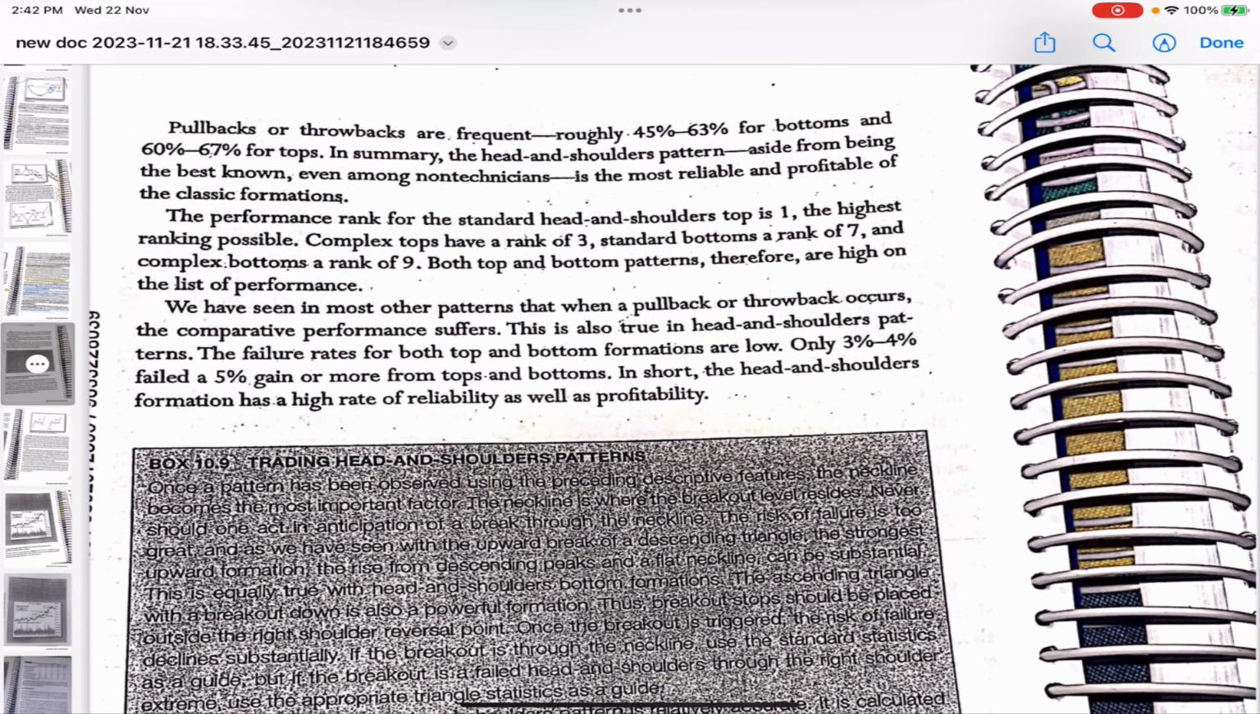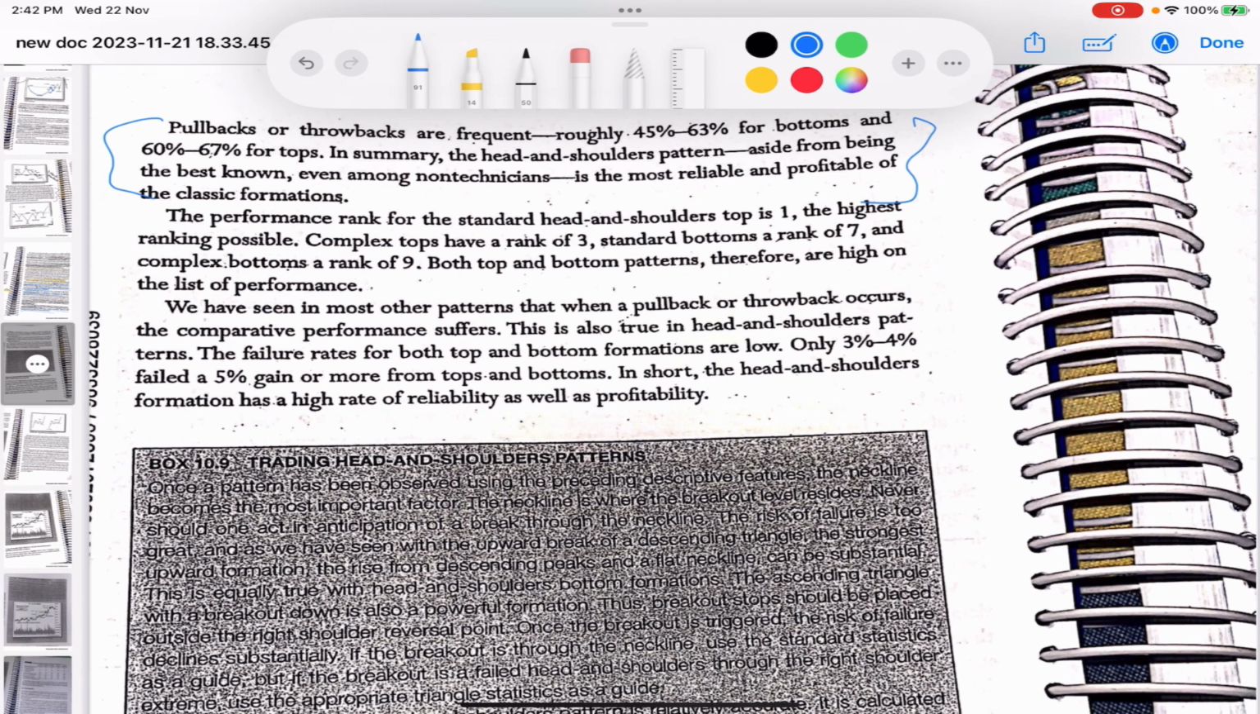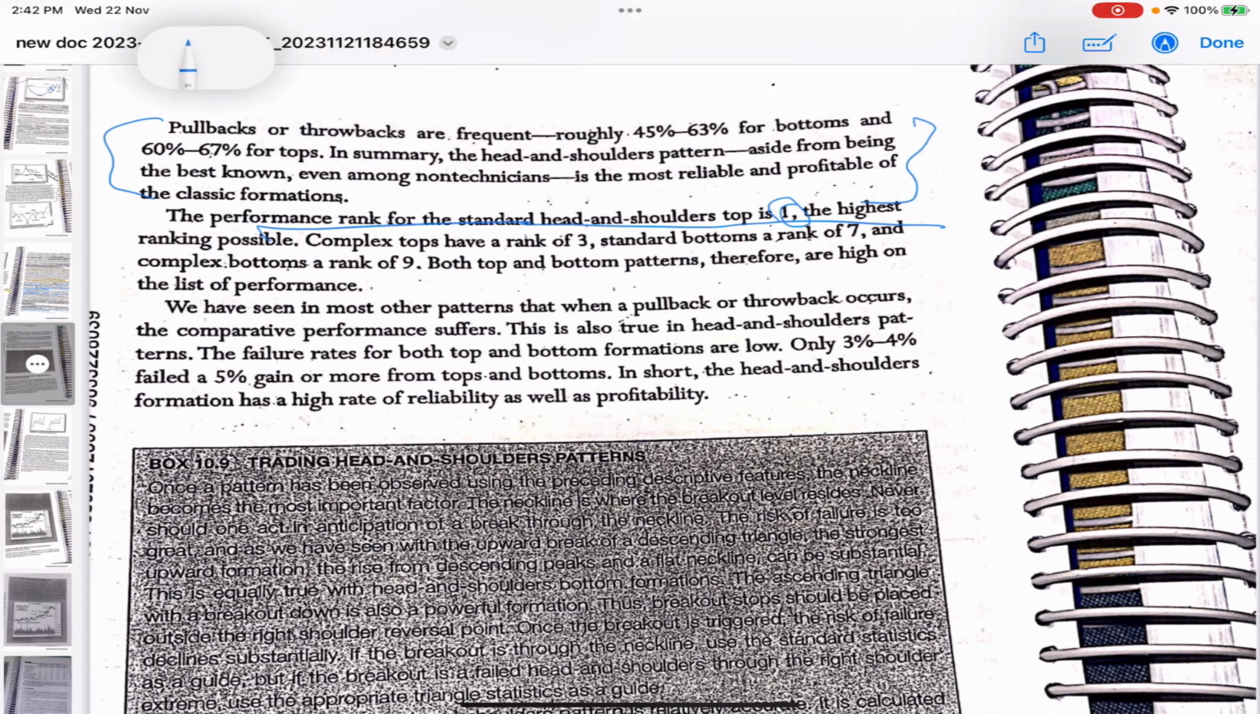Okay, now this is about how much the pullbacks and throwbacks occur. The performance rank for the standard head and shoulders is top 1. So it's the best thing so far. Complex tops have a rank of 3, standard have 7, and then 9. So we have seen most of the pullback and throwback occurs. This is true. The failure rates for top and bottom formations are low, only 3 to 4 failed. So this is also something you need to keep in mind.